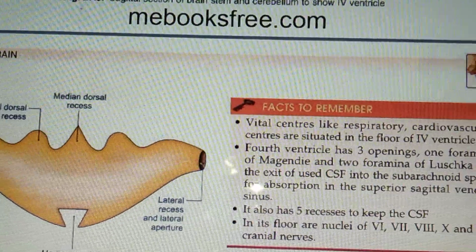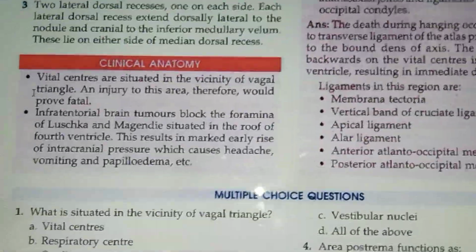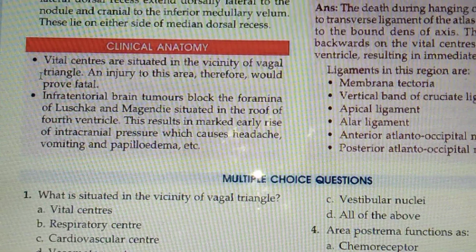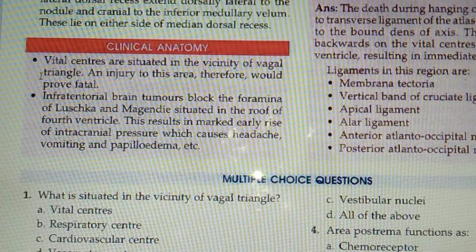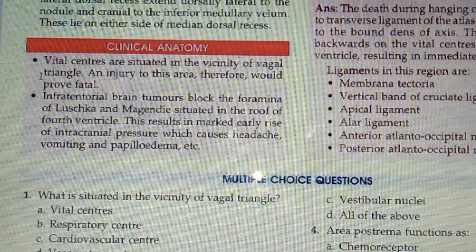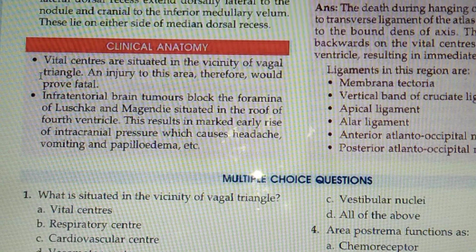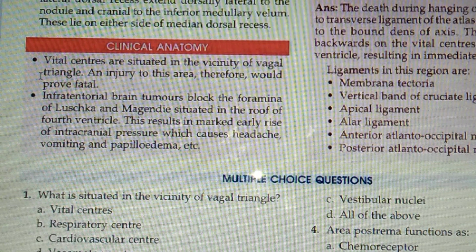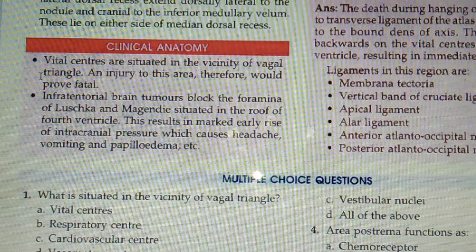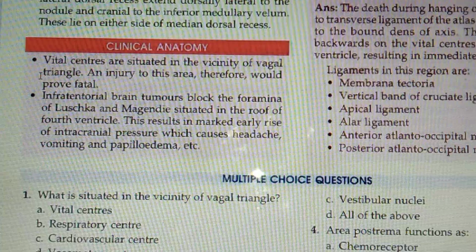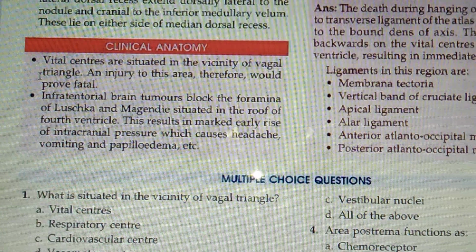The last part is the clinical anatomy, right? Here you can see the clinical anatomy of the fourth ventricle. Only 2 points you have to remember here. First is the vital centers, they are situated in the vicinity of the vagal triangle, right? That we know that in the vagal triangle the vagal nuclei are present, and you know the function of the vagus nerve, right? So it is a very vital center, and injury to this center, or this area, would prove very fatal.